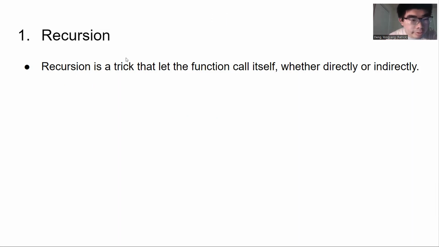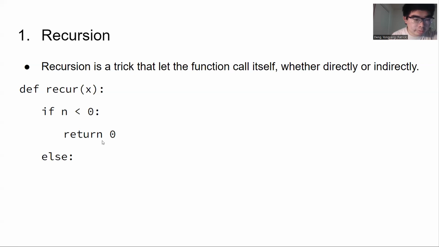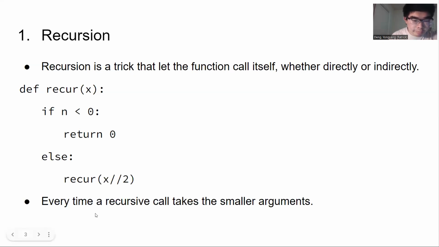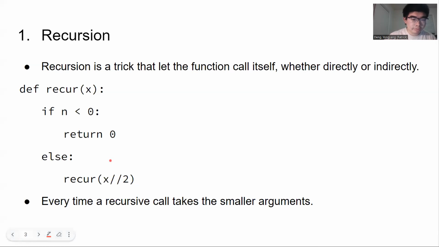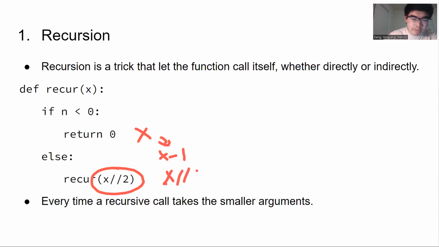So I have an example recursion. Define recur: if n is less than 0, return 0, else recur. Every time, a recursive call takes a smaller argument. So usually when you have x, the smaller version of the problem just becomes maybe x minus 1, maybe x divided by 10.